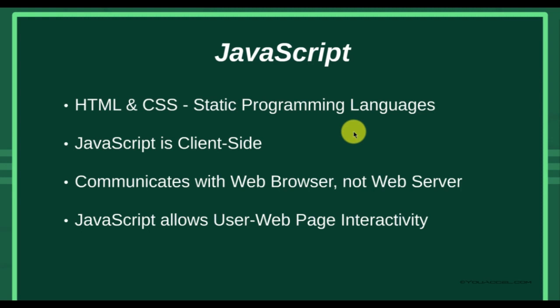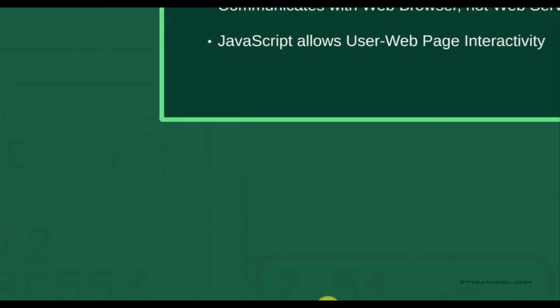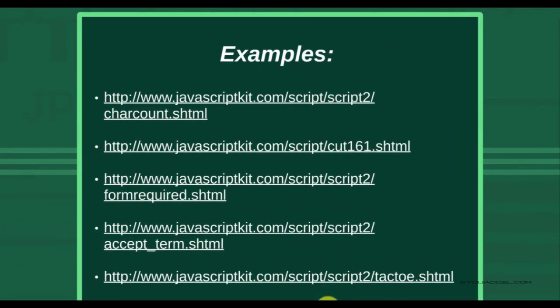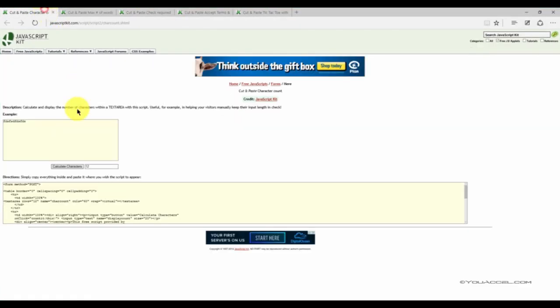JavaScript can be used to implement many different types of interactive features on a web page. Let's take a look at some examples of JavaScript functions that interact with users. This JavaScript code calculates the amount of characters a user has typed into a text area. Once you type in the line of text and press the Calculate Characters button, you'll see that this line of text has 23 characters.